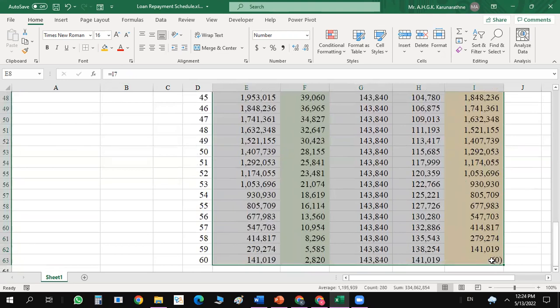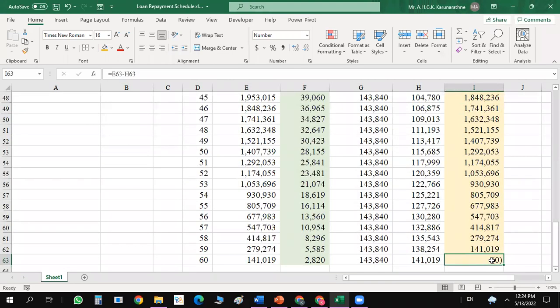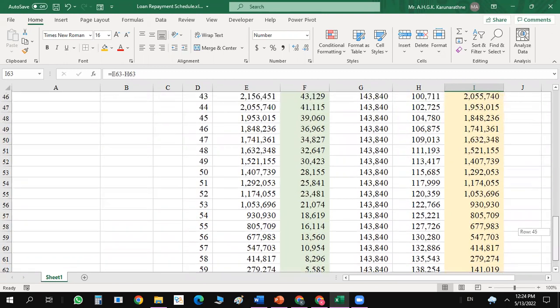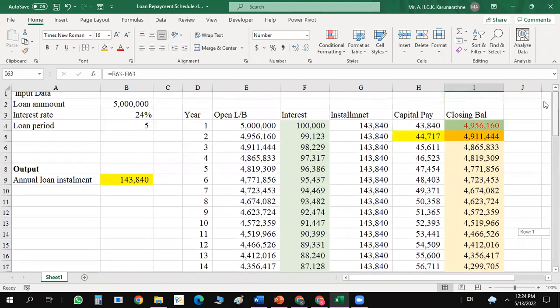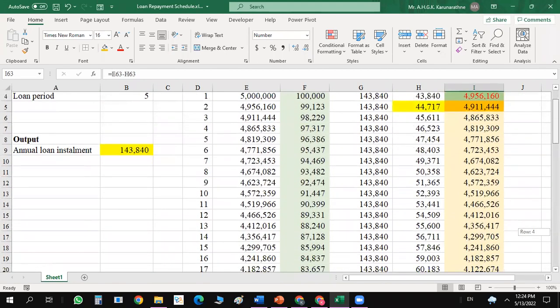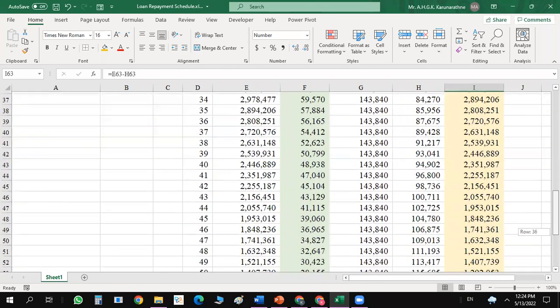Yes, it becomes 0. Is that clear? Right, this is how a loan installment is paid. Loan amortization is prepared, and that the loan is repaid and settled is clearly visible in this loan amortization schedule.